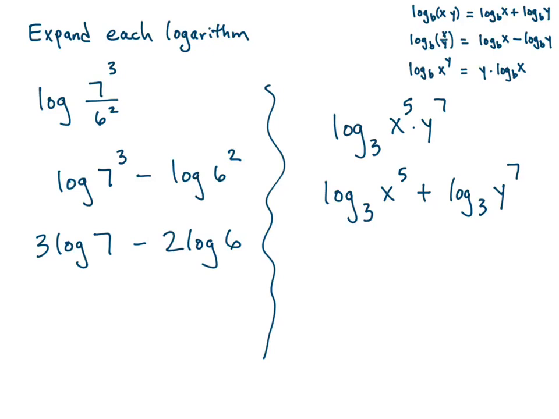So I always do step 1 or step 2, rule 1 or rule 2 first, and then I go ahead and look for that third rule. Does it have a power, and can I slide that power to the coefficient? So the 5 and 7 I will move to the front of their corresponding logs. So that would be your final answer.